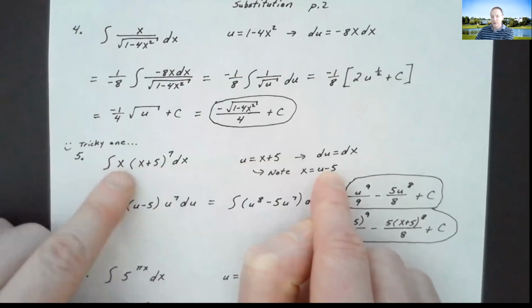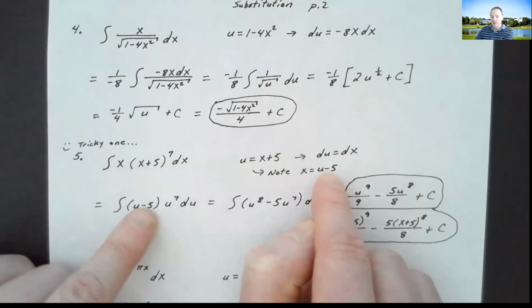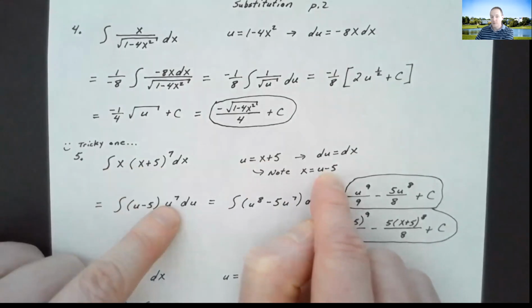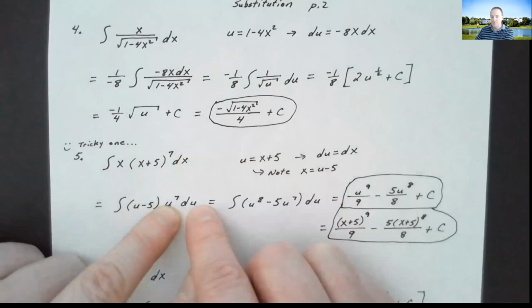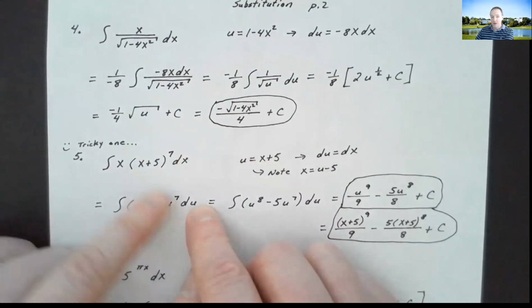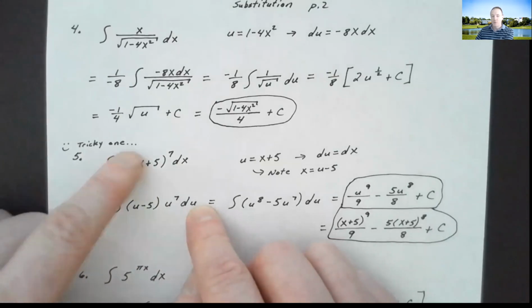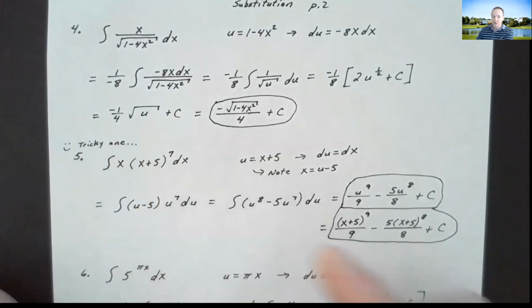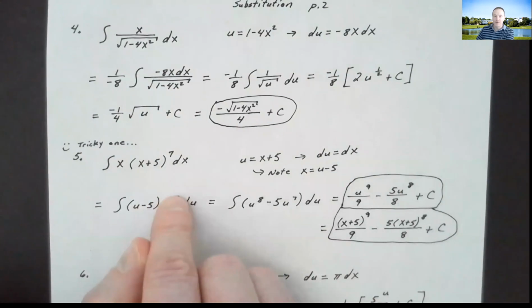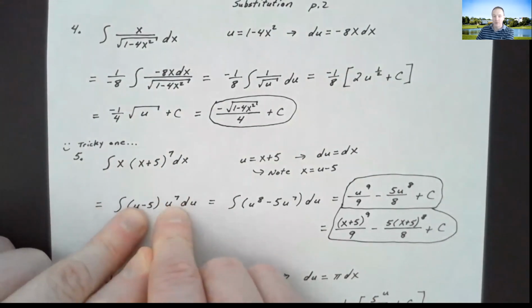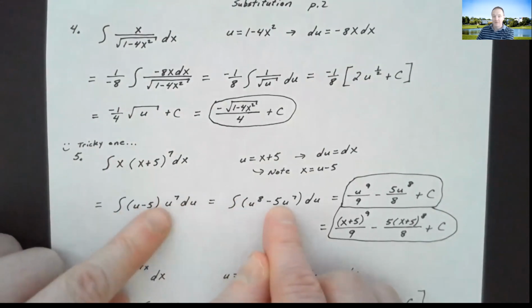So now I go into my problem. I replace the x with u minus 5, the x plus 5 to the 7th with u to the 7th, and dx with du. And now you might think that you're no better off than where you started, but you're so much better off, because where originally you couldn't simplify that algebraically very easily, now you can. You can distribute the u to the 7th through this binomial and get u to the 8th minus 5u to the 7th. And then we just use the power rule on each of those terms.